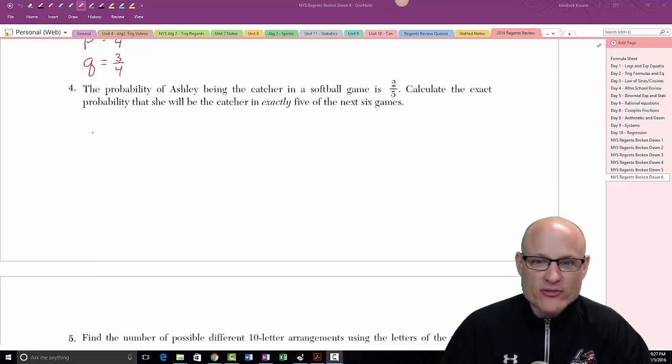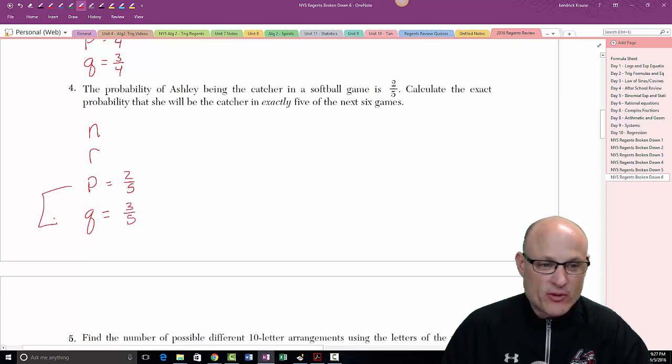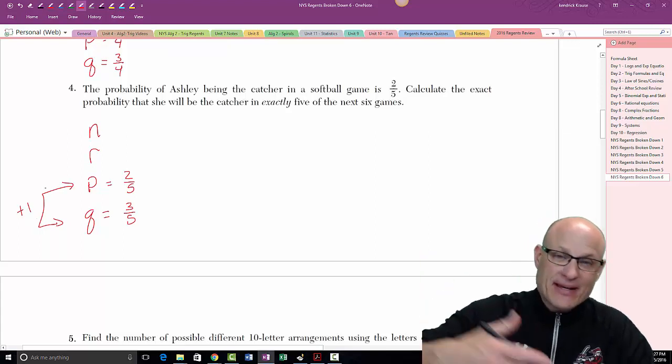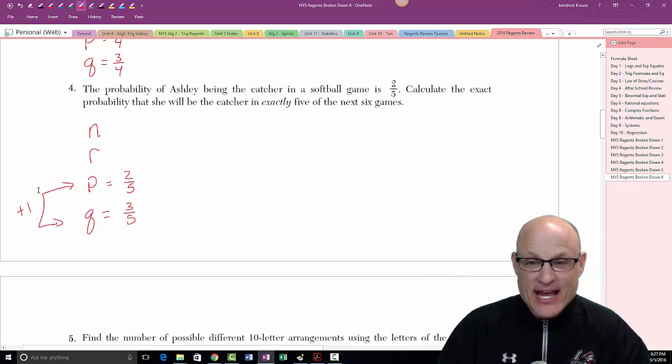All right, Ashley being a catcher of softball. The probability of her being a catcher in softball is 2/5. That means the probability of her not being a catcher is 3/5. And I really haven't addressed this, but I'm hoping you understand. These have to add up to 1. The probability of something happening and its complement have to add up to 1.